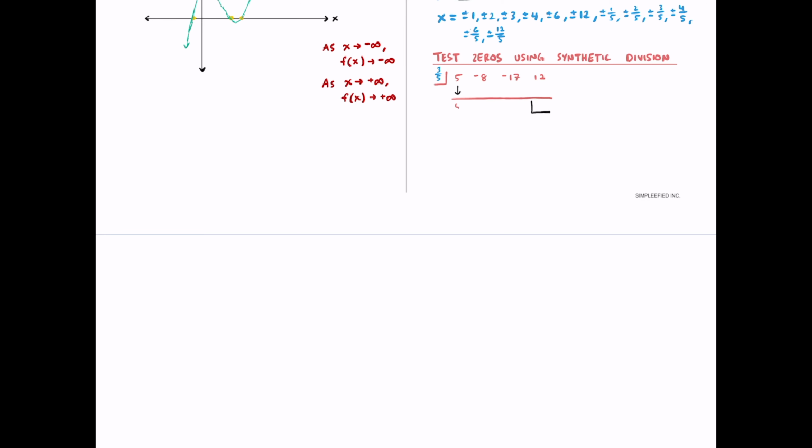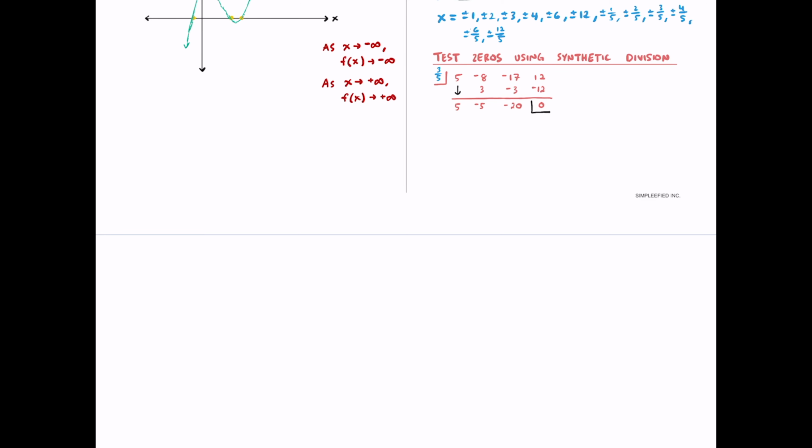So let's bring this 5 straight down. 3/5 times 5 is going to be 3. Negative 8 plus 3 is going to be negative 5. 3/5 times negative 5, it's going to cross cancel. We'll get negative 3 here. Negative 17 plus negative 3. Oh, this is really nice. This has got to be working, right? That's also going to cross cancel with the 5. That's going to be negative 12. All right, perfect. 12 plus negative 12 is 0 here. So we have finally found what we are looking for.